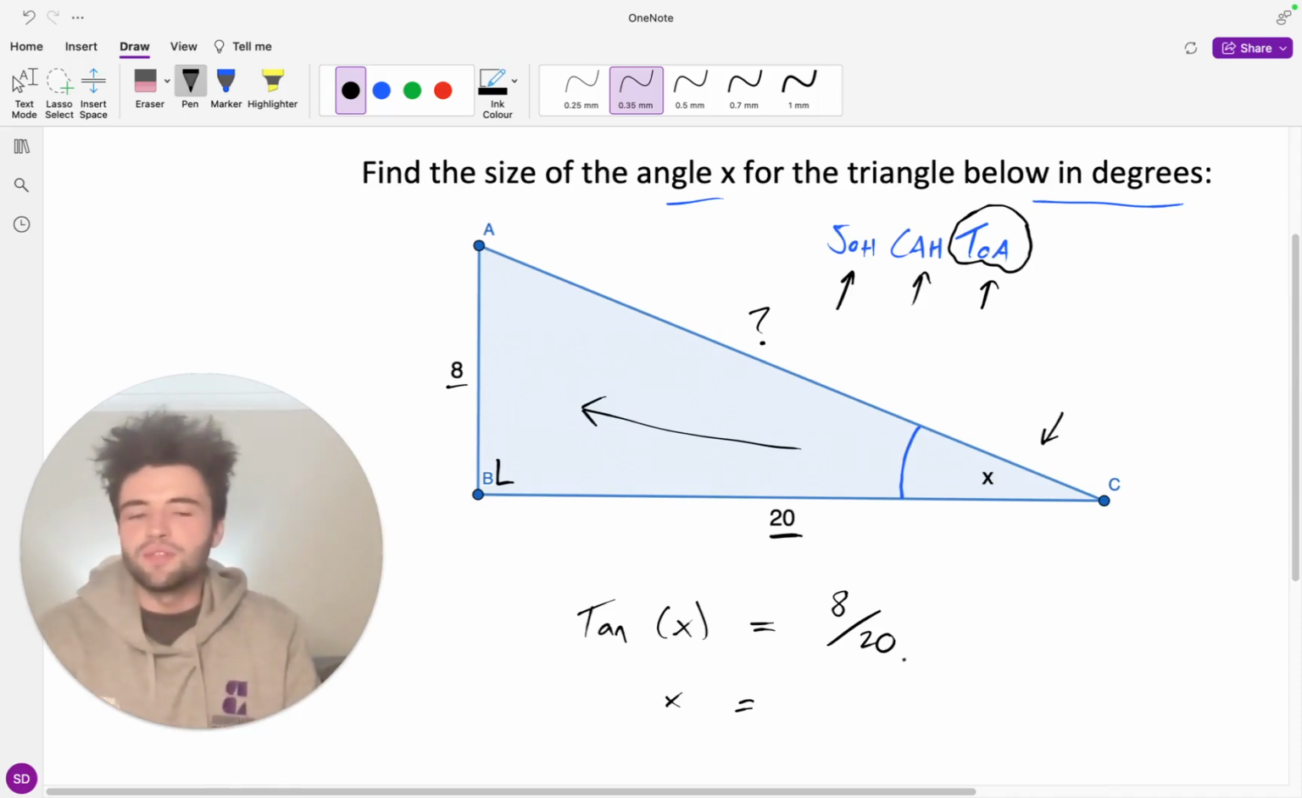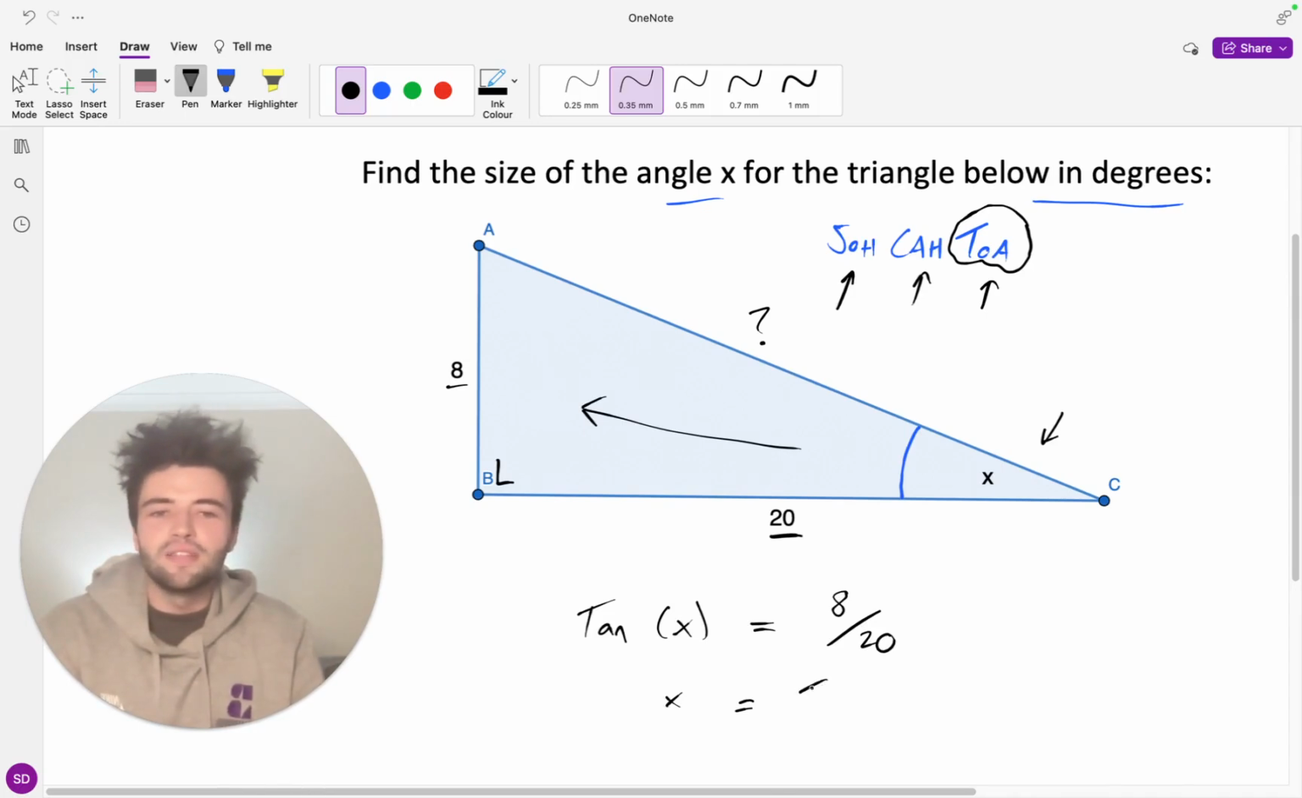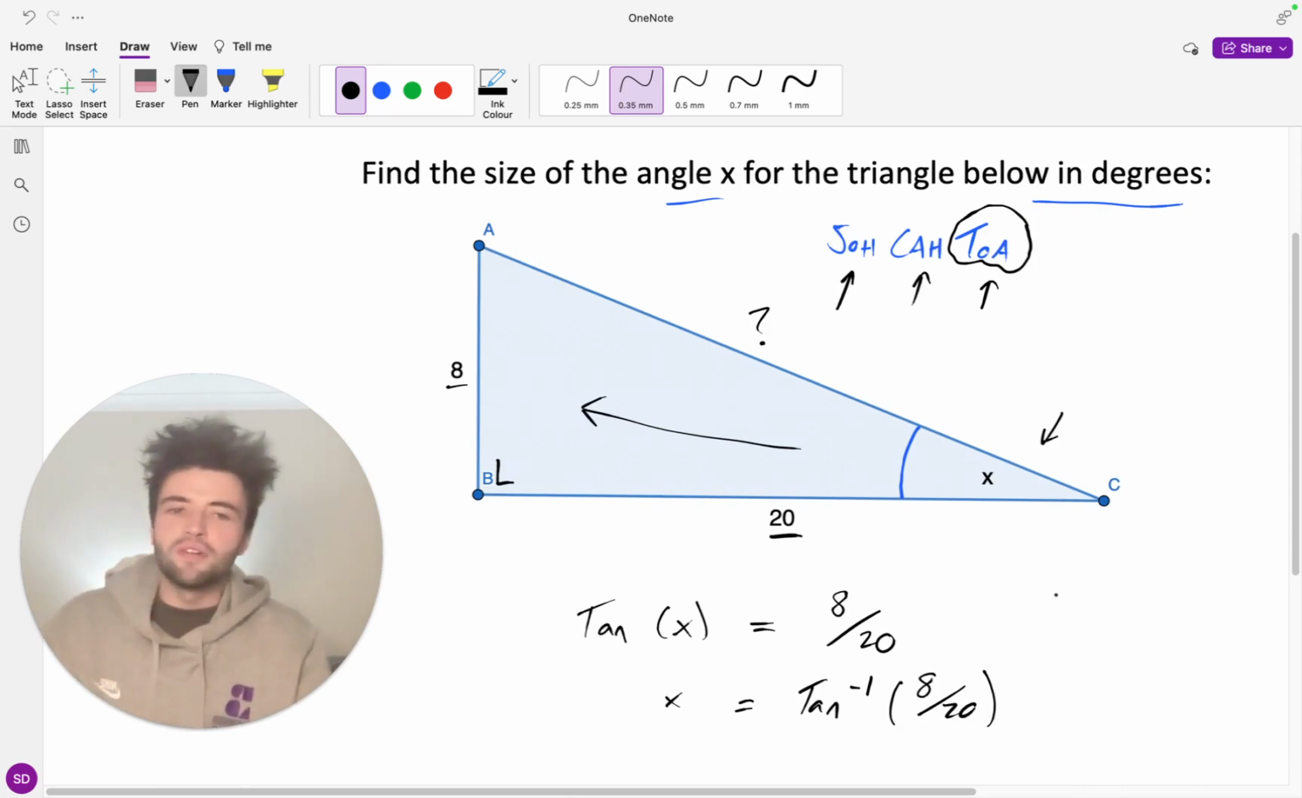And so what that means is just to bring the function over to the right hand side. And so that's going to look like this. So we're going to have x is equal to the tan inverse of 8 over 20. So whenever you have tan of x is equal to a certain number, the tan inverse is going to be equal to the actual quantity inside the tan function.